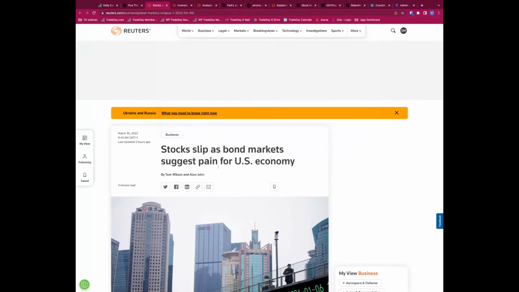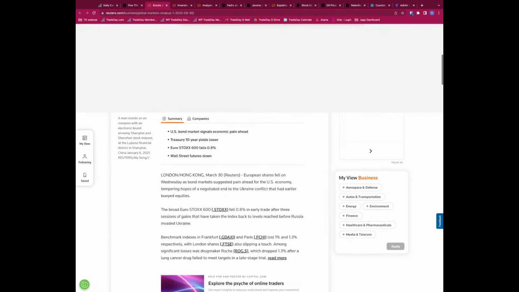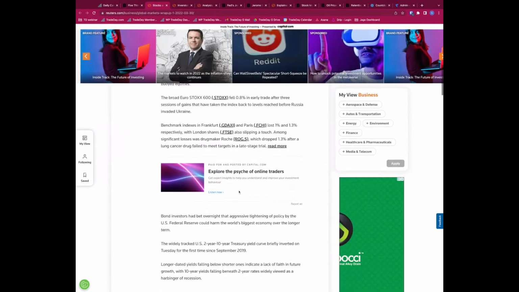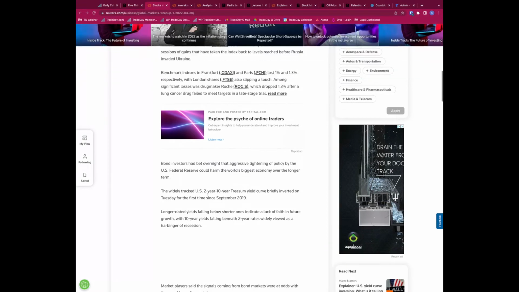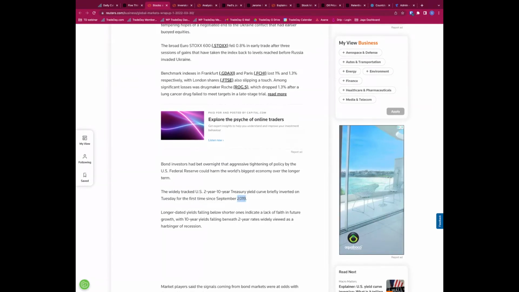And then we're going to have a quick look at a couple of articles. There's a load of articles at the moment all about this. So, Stock Snippets: bond market suggests pain for the US economy. What is that pain? The economic pain is the 2s, 10s curve being inverted, the first time since September 2019.